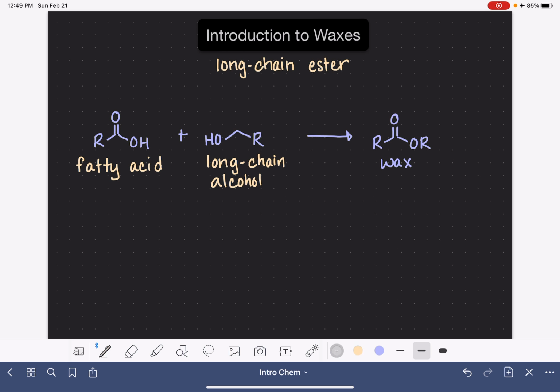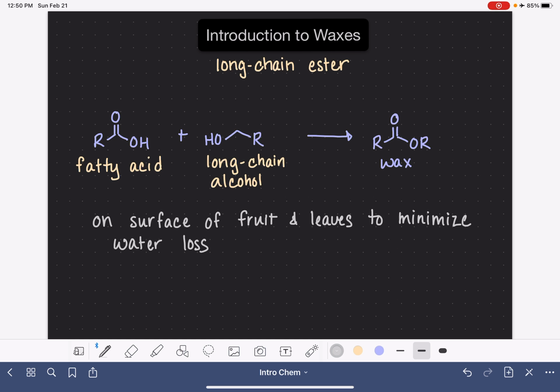Waxes are found on the surface of fruits and leaves. And when they're on the surface of fruits and leaves, their job is to minimize water loss. You've probably felt the waxy feeling on the surface of an orange or an apple. And again, this is something that the fruit places on itself to minimize water loss.